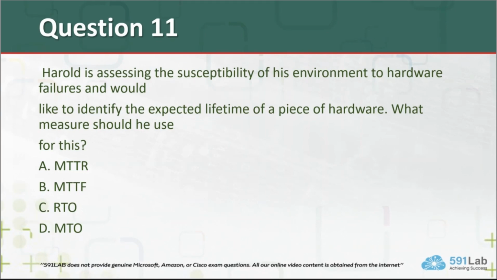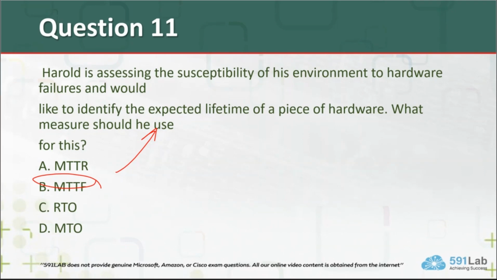So the MTTR means mean time to repair. What would be the average repairing time if a problem happens? The MTTF stands for mean time to failure. What is the expected time until the first failure happens, which means the lifespan of the asset or the tool that we are using? So, of course, this one makes more sense for the question here, so it is the answer.